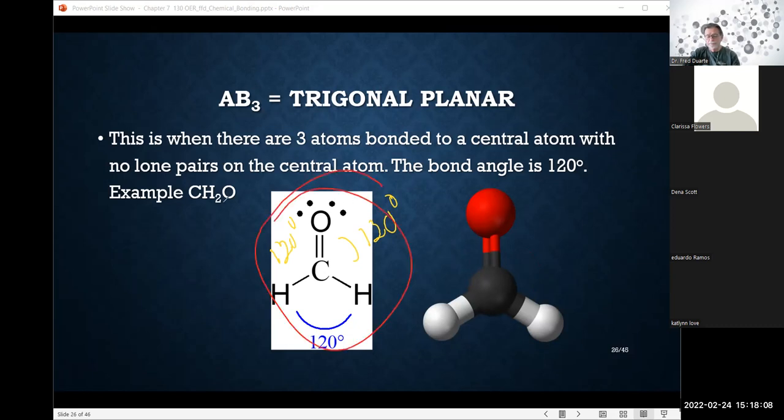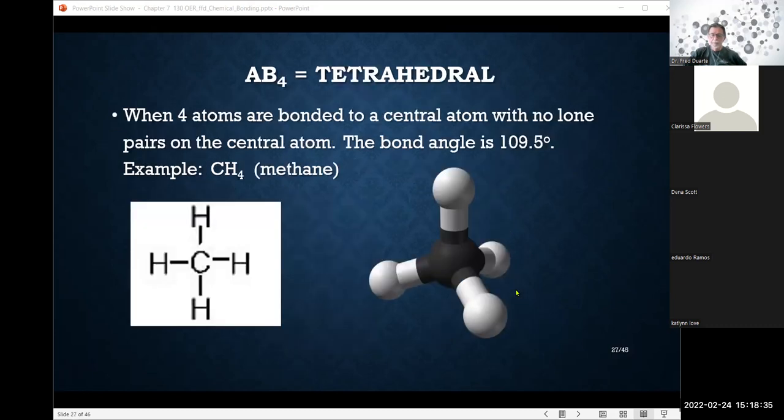Now this compound, you may be familiar with, that is the structure for what we call formaldehyde. If you ever dissected animals in high school, I don't know if they do that as much now, but they would store the animals in formaldehyde. But you gotta be careful because it's been shown that formaldehyde can cause cancer in long-term exposure.